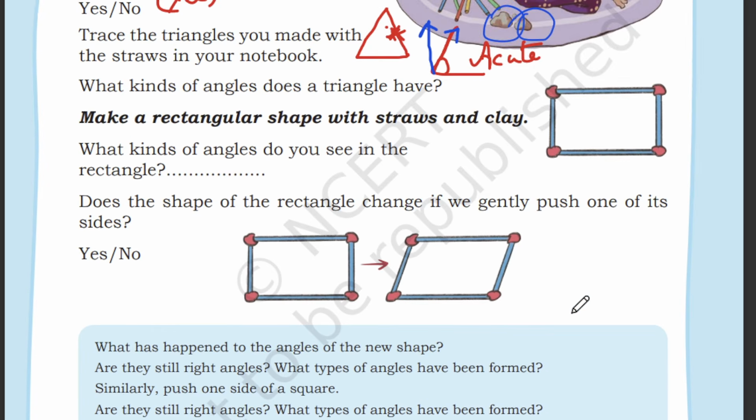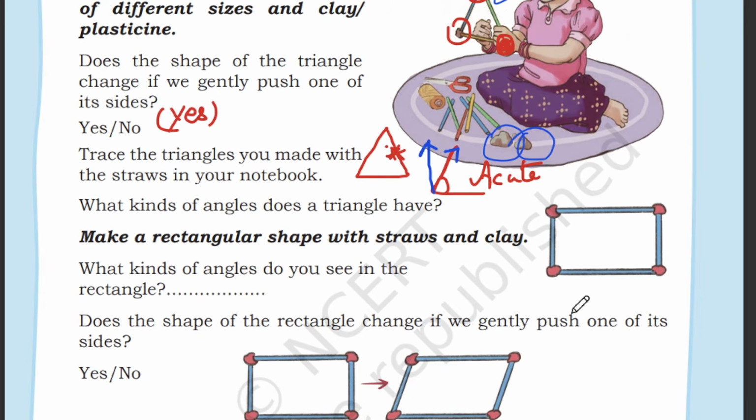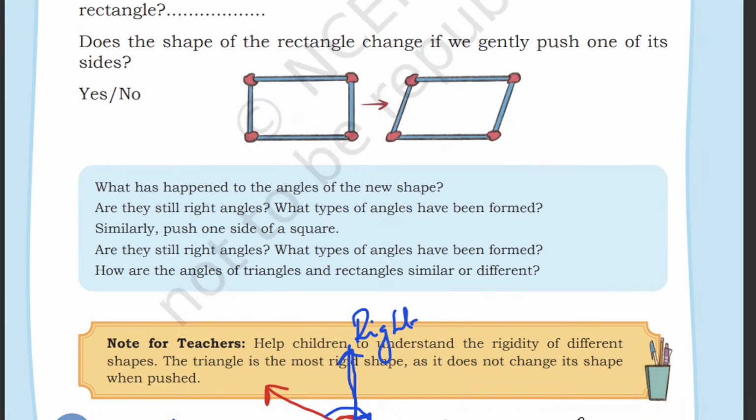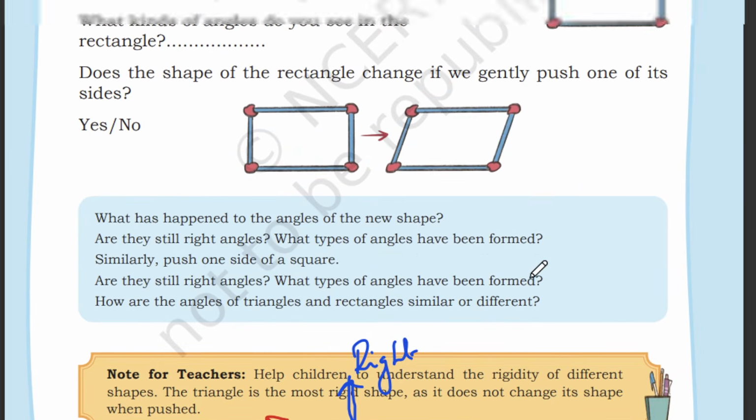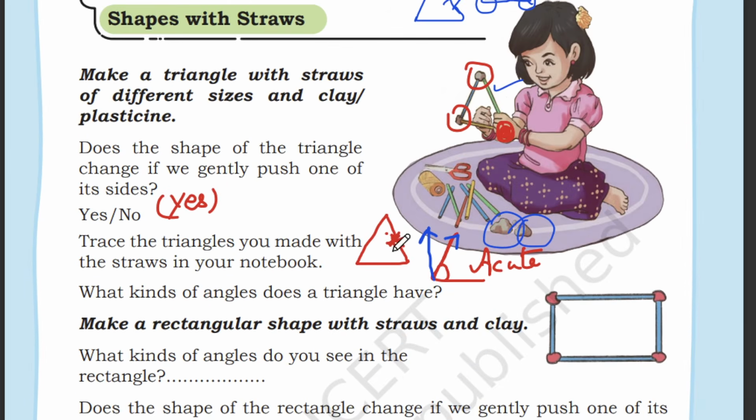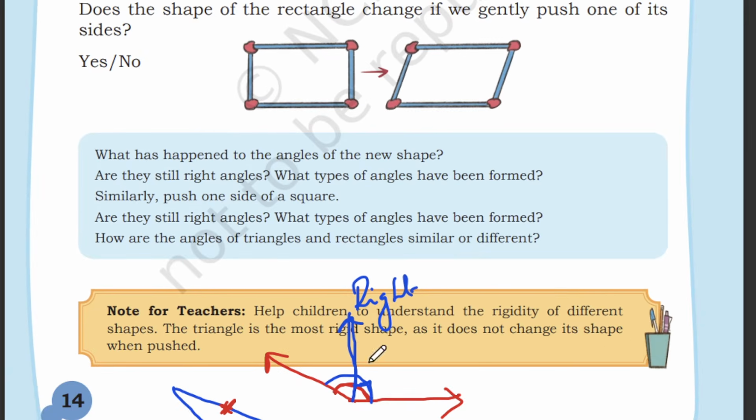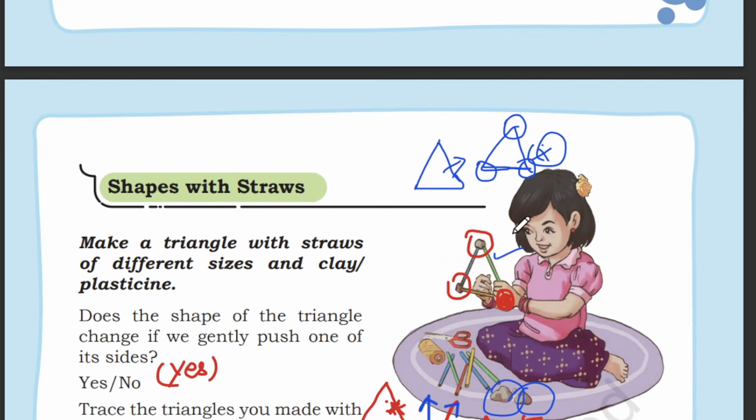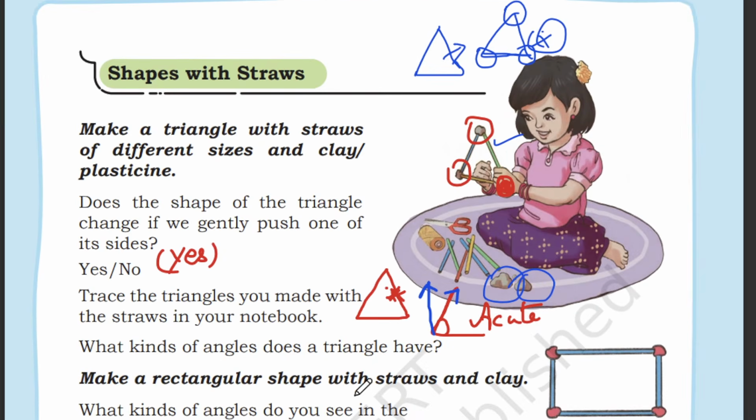Okay, likewise you can make different shapes of triangles and try removing one straw and see what type of angles you are getting. Okay, so first we got here an acute angle and here we got a right angle. So likewise you can see whether you are getting a right angle, an acute angle, or an obtuse angle.